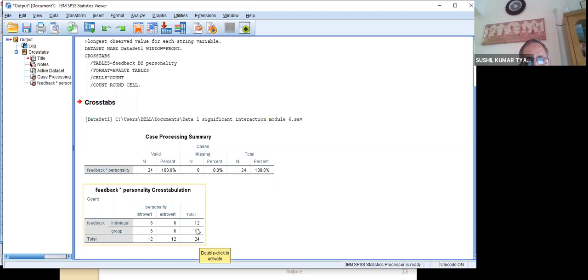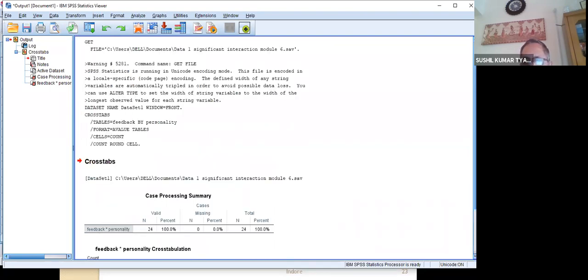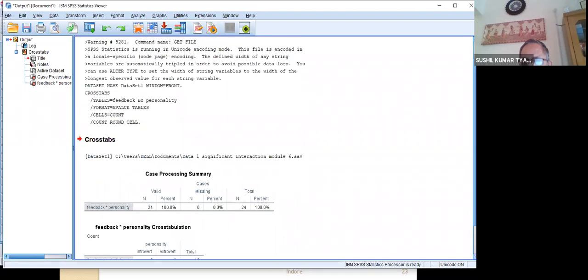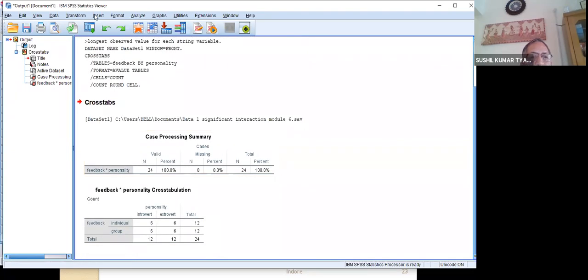Feedback, 2 groups with 12 each. This is just for the sake of illustration. We have a very small sample. Now, this is how we check whether it is equal cell size or unequal cell size.